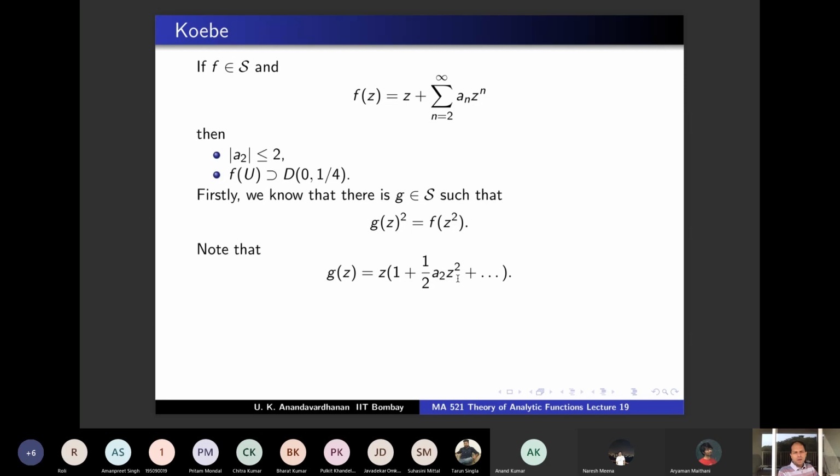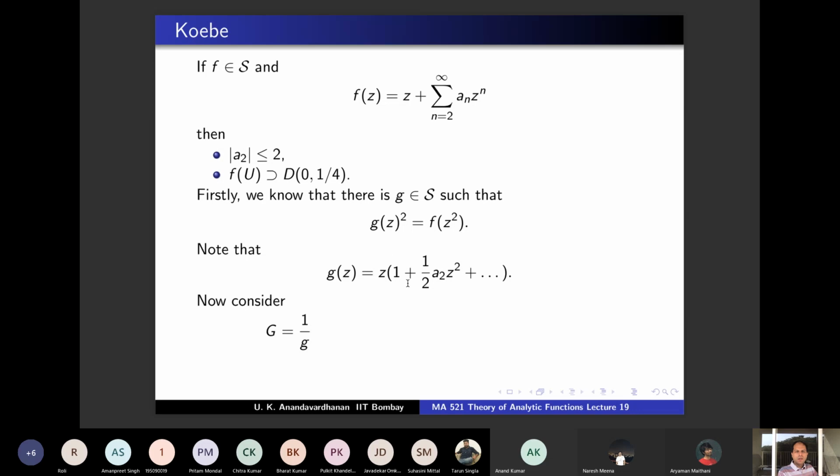form. And G is also in S. Okay. So now what you're going to do is you consider the function capital G, which is 1 by this G. So 1 by this G will be of what form? It will be 1 by this.